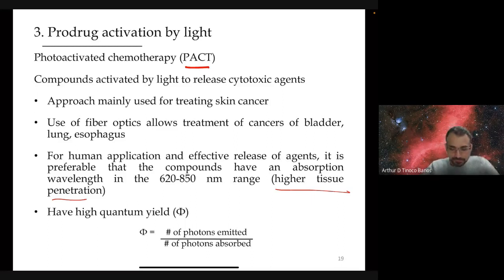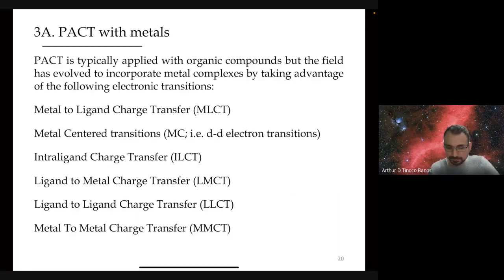Another really important feature is having a high quantum yield, and that is the ratio of the number of photons emitted versus the number of photons absorbed by the particular compound.